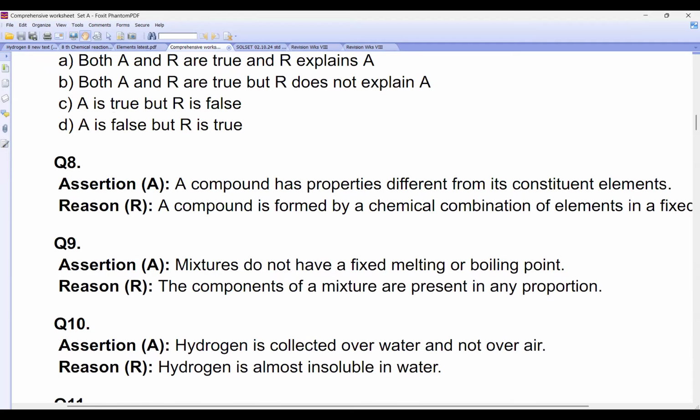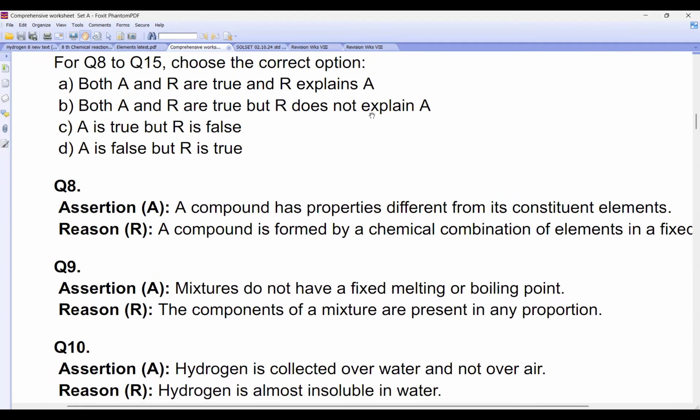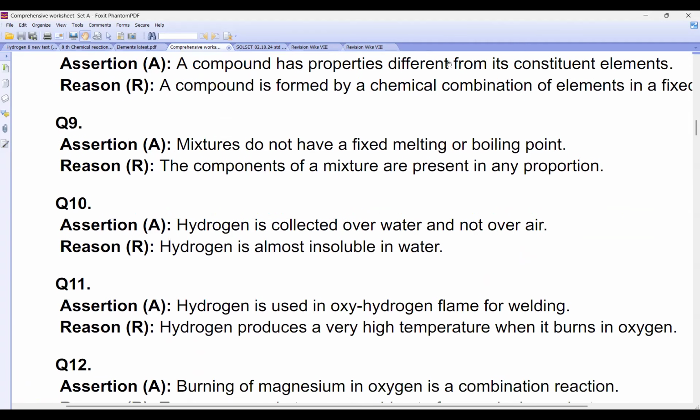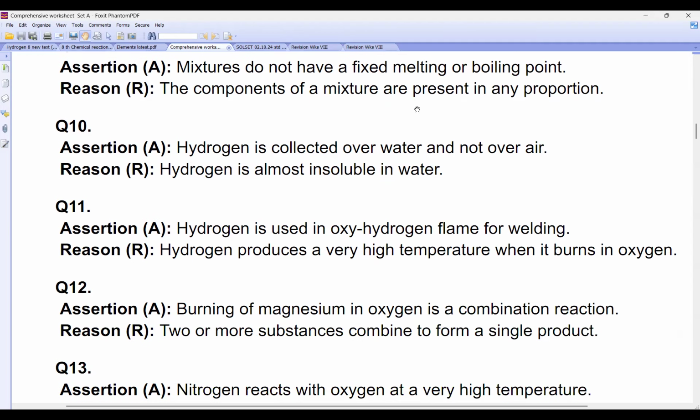Sir, how does it explain? It does not, I said it does not explain. Mixtures do not have a fixed boiling point or melting point. True. The components of a mixture are present in any proportion. True. So it is the reason. Both are true and it explains also. We do not have to study all this now, I am only teaching what is related first.